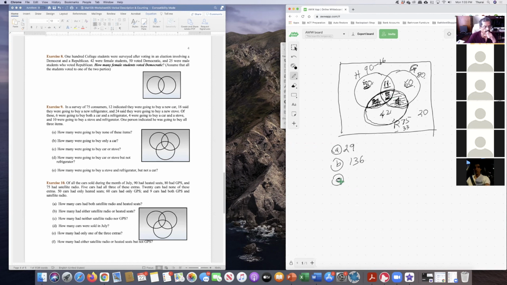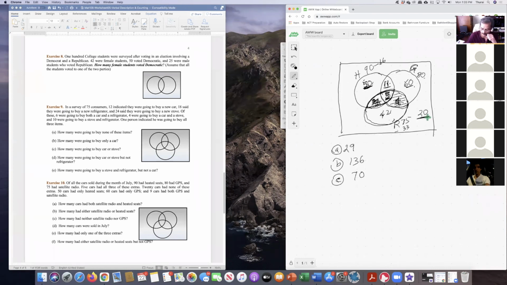Part C, how many had neither satellite radio nor GPS? Neither radio nor GPS, 70. 70 is right, because outside the circles for R and G, there are 50 and 20.